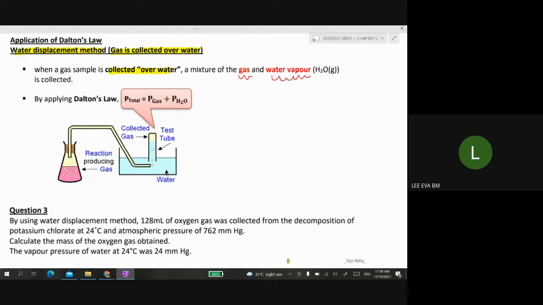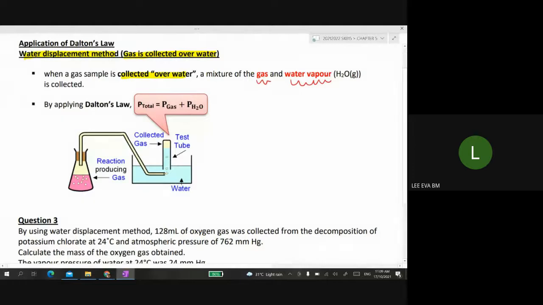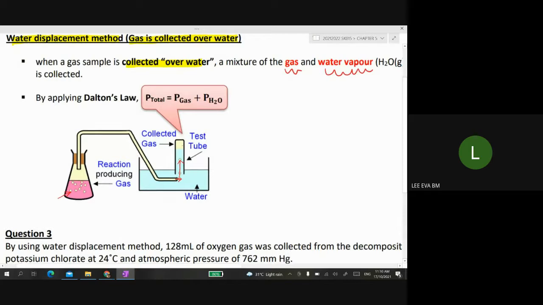So looking at the diagram over here, let's say we have some reaction going on inside your conical flask. So you are producing some gas. It doesn't matter what type of gas, maybe oxygen, maybe hydrogen, or whatever. So when this gas is produced, it will go into the test tube to come over the area over here. Can you see the place that Madam is drawing over here?